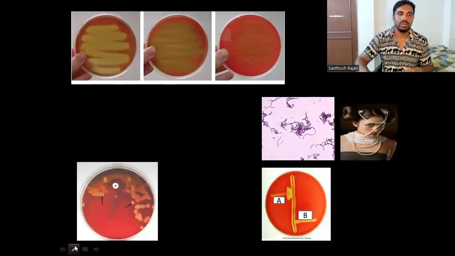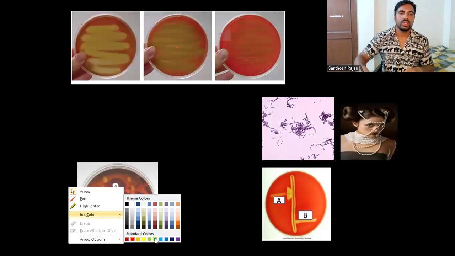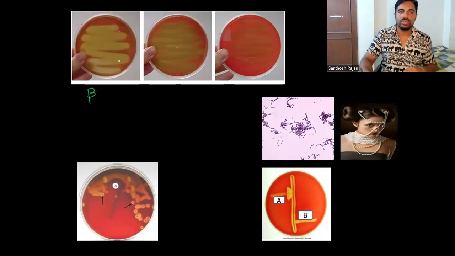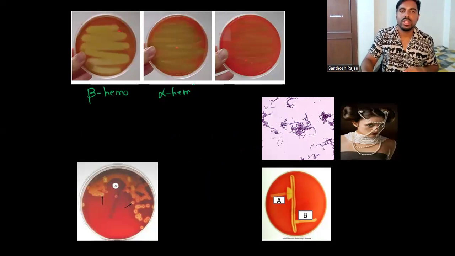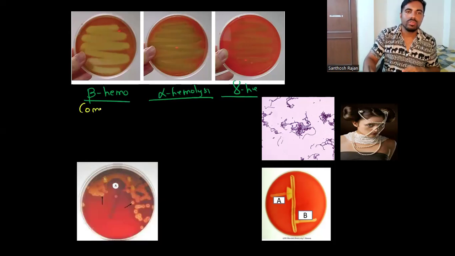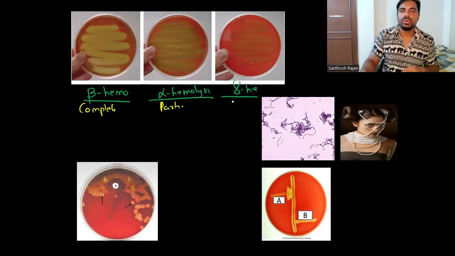Now, the next one. Look at this. This is blood agar. I told you already, when it comes to Streptococcus, we go into hemolysis. Beta hemolysis is complete hemolysis, alpha hemolysis is partial hemolysis, and gamma is no hemolysis. So beta is always complete. You see the wide zone, complete hemolysis. Alpha is always partial, and gamma no hemolysis at all.